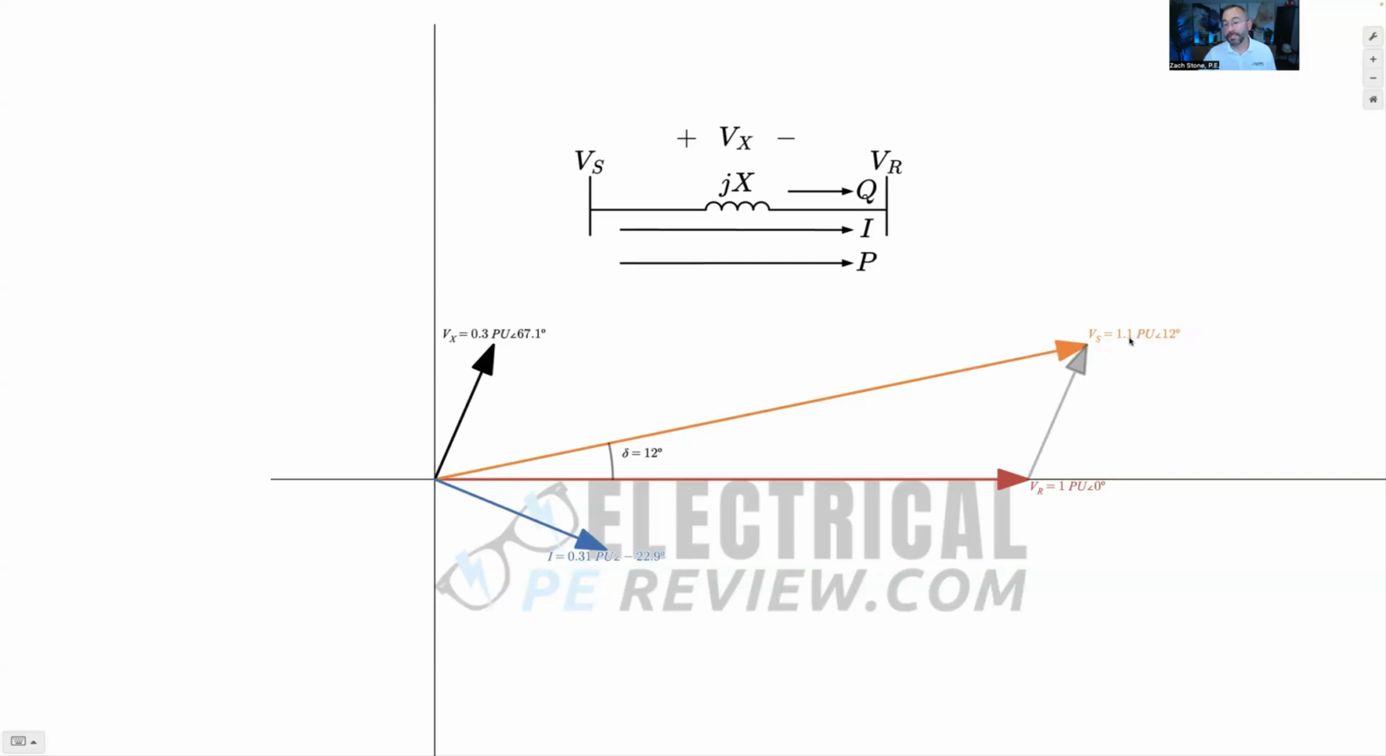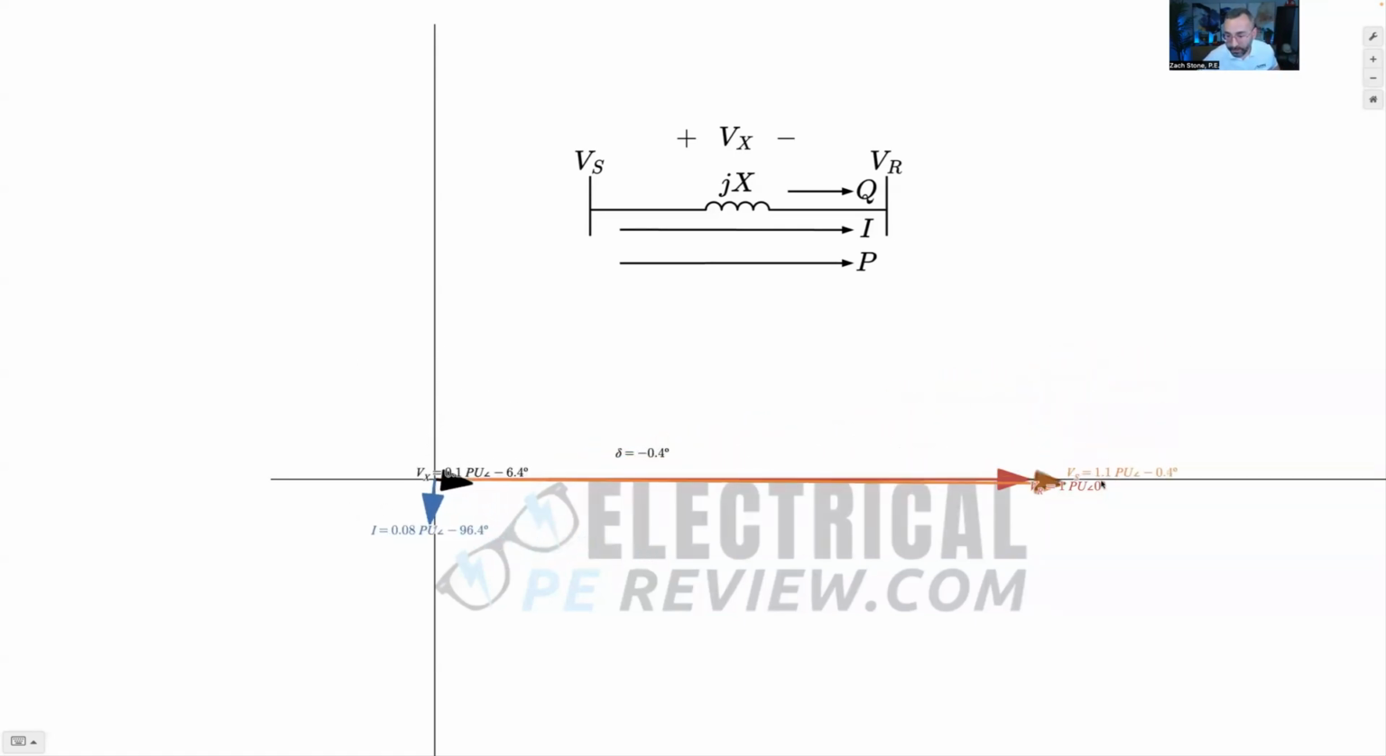Right now, VS is leading VR. What happens if I drag VS and make it lag VR? Remember, real power and real current, they always flow in the same direction. Look, it's helpful to talk about anything to the right of your screen, quadrants 1 and 4, that's a positive current. Anything on the left side of the phasor diagram, quadrants 2 and 3, that's a negative current flowing backwards. Look what happens.